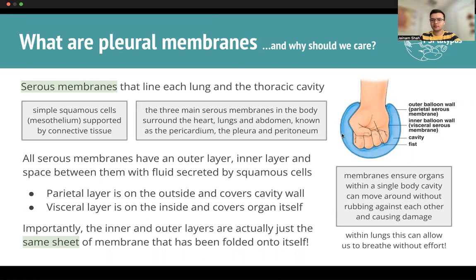Now, why do we have these in the first place? Well, it ensures that organs within a single body cavity can move around without rubbing against each other, causing friction and damage. So in the case of the thorax, we wouldn't want the lungs to rub against each other, and we wouldn't want the lungs to rub against the heart and so on. So we've got pleura and serous membranes pretty much everywhere to ensure that that doesn't happen. Also, it ensures that we can breathe without too much effort. If there was friction, it would take a lot of effort for us to breathe in. It would probably cause a little bit of pain. But because we've got this fluid in there, it's almost like a frictionless material against which we are breathing. So it's really important that we have these in all parts of our body.